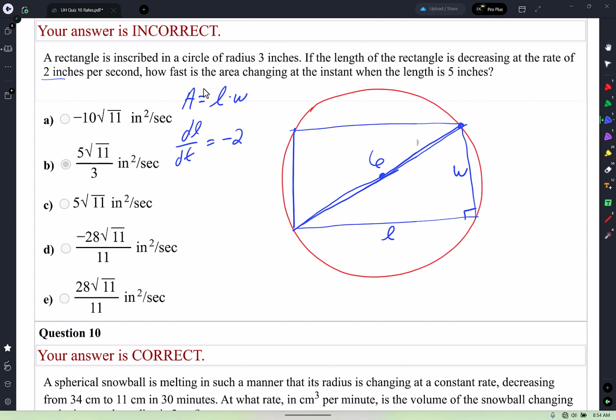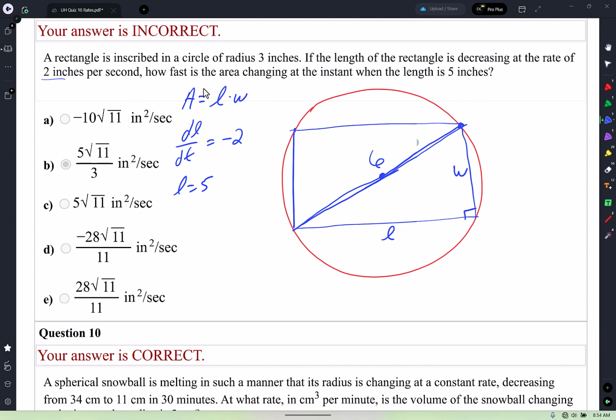All right. Next one. What else do we need? When we take a derivative, I'm going to need dL/dt, I'm going to need dW/dt, and I'm going to need W. They tell me how fast is the area changing at the instant when the length is 5. So let's figure out what our W is first.